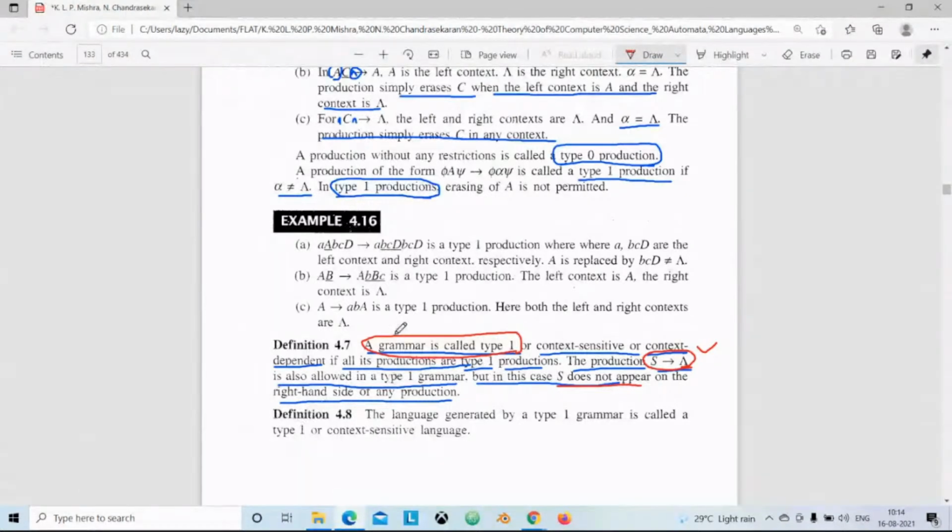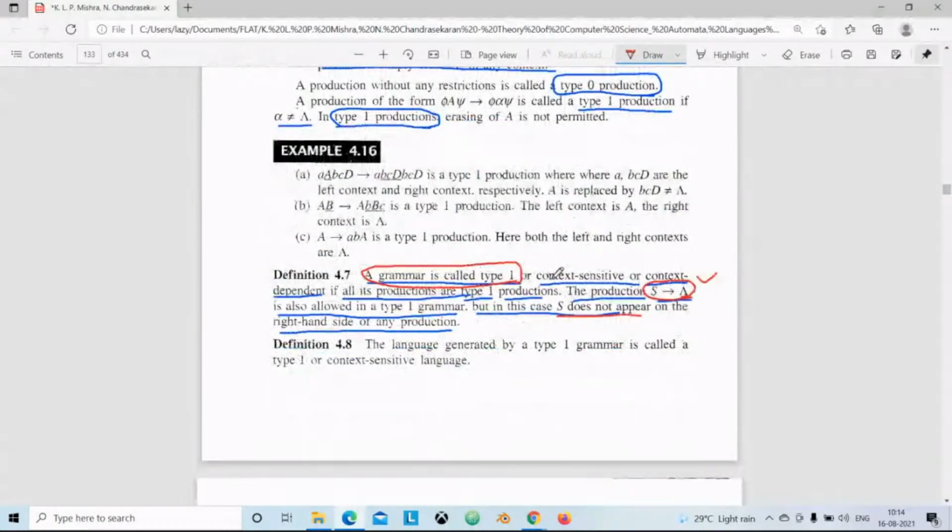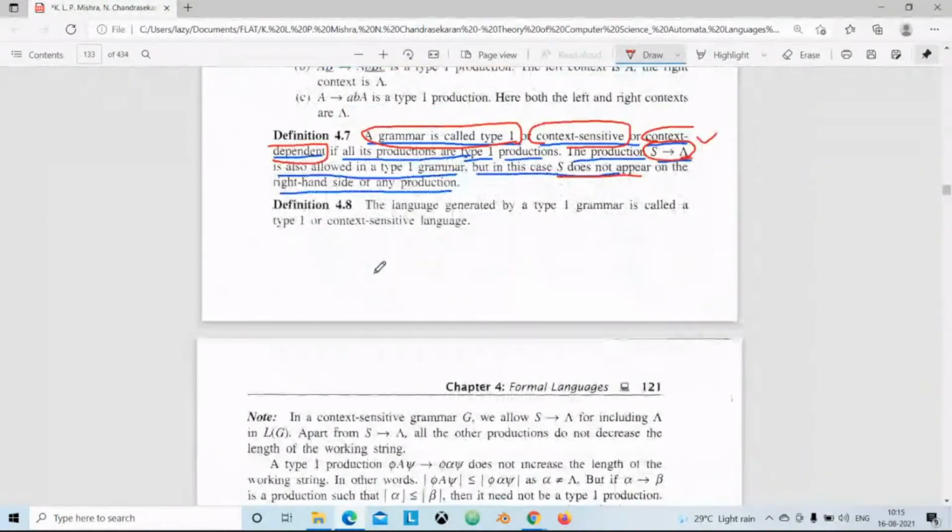So you have to remember these names, because it is not necessary that it will always be called type 1. It can also be called context sensitive, and it can also be called context dependent. These are the different names we give to the same thing. So that is your type 1. Let's see the definitions one by one, and then we'll try to see a few examples.